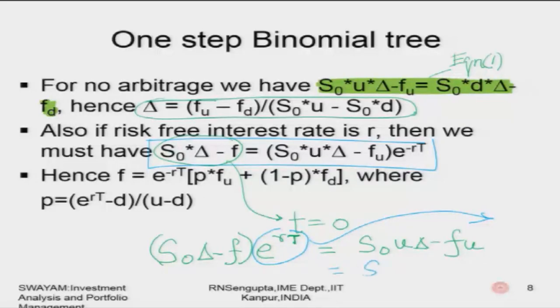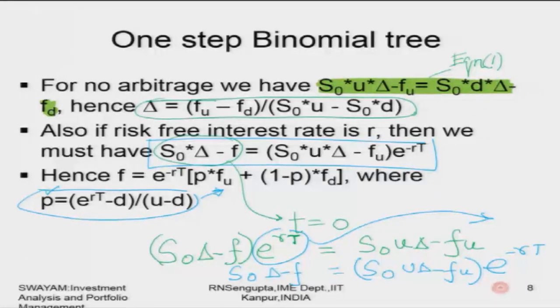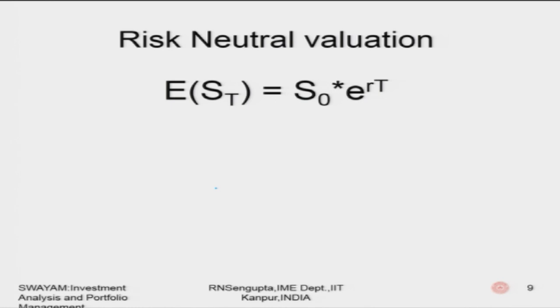So, S naught delta minus f is equal to S naught u delta minus f_u, multiplied by e to the power minus r_f T, because r_f is the risk free interest rate, so it would be e to the power minus r T. Hence, you can find out the value of f as required, and you can replace these values of what we mean by p. This value of p is just being replaced in the above equation accordingly, and this risk free interest rate r as calculated for the upward one can be calculated for the downward trend also, and they should match if your assumptions are correct.